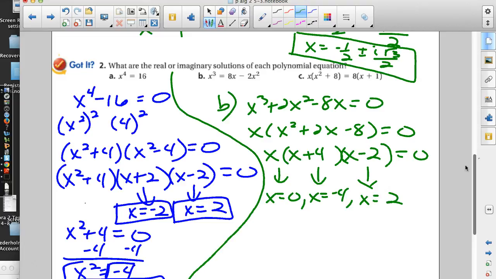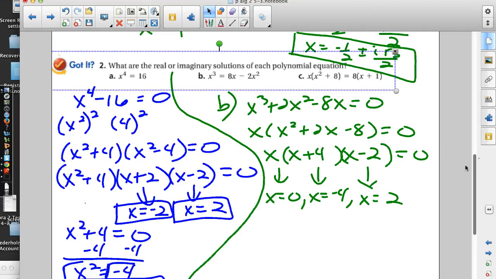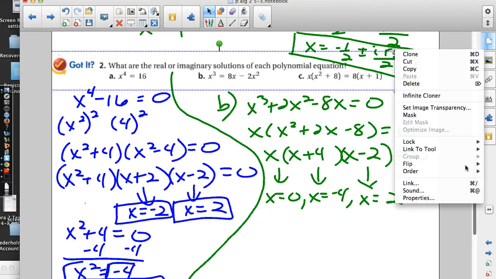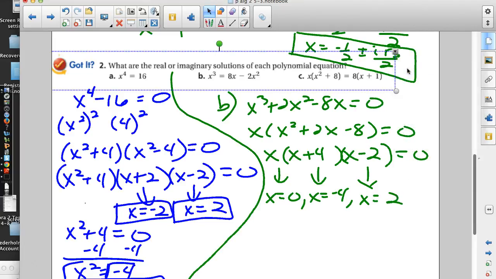Cool with that one. And I write too big, so I'm going to have to copy this. Bring it on down. Hopefully you don't write as big as me.